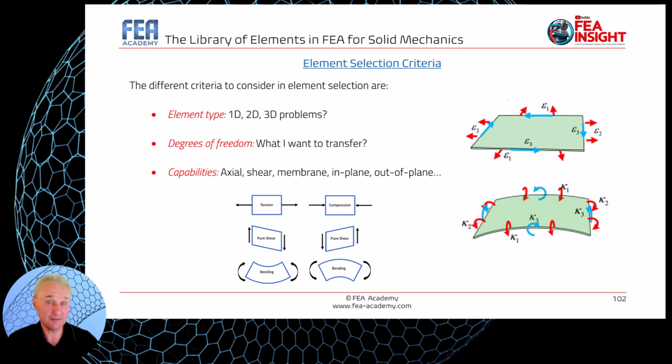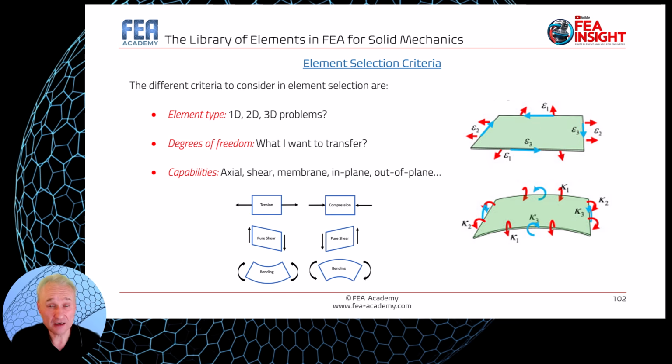Another parameter to consider during the element selection process is the capabilities. Each element, you understand that now, has its own behavior or a combination of behaviors: tension, compression, bending, shear, membrane, and so on. So the element's behavior dictates the number of degrees of freedom. More possible behaviors require more degrees of freedom.